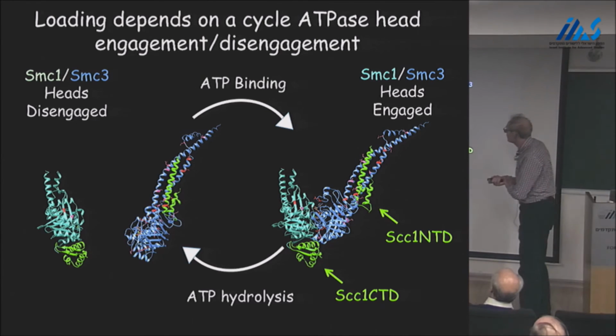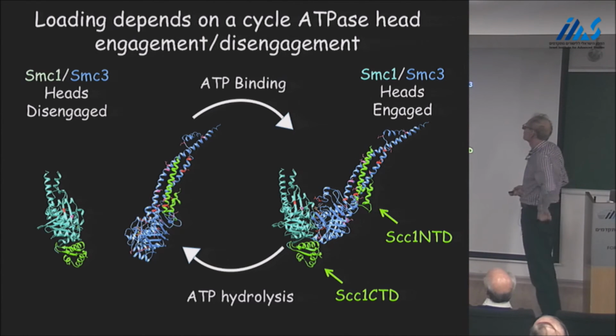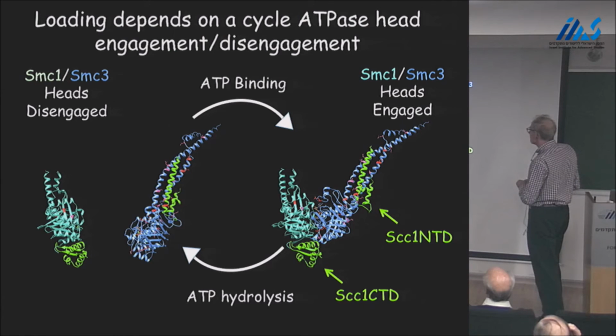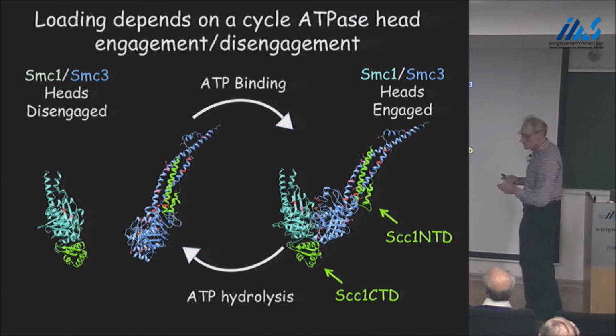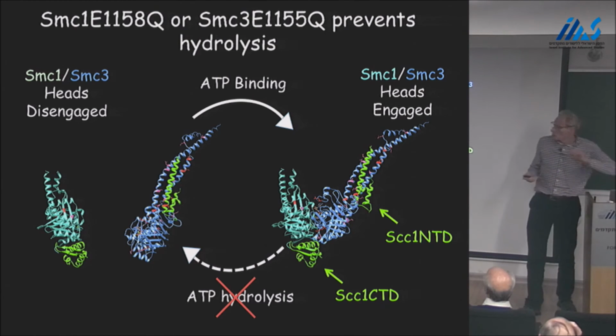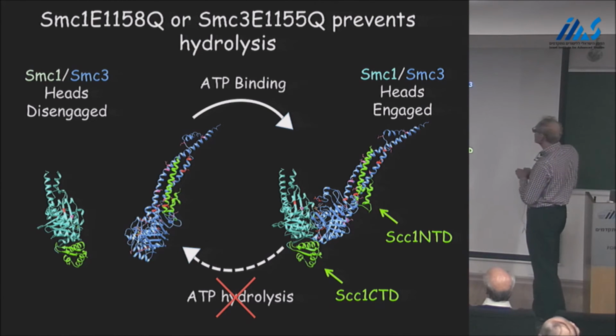So here I think we've been able to answer this question. This is Naomi's work, and we go back to this whole idea that loading depends on this ATPase cycle. So you need ATP to bind, heads to be engaged, and then you need hydrolysis. And there are some very specific mutations, either this mutation in the SMC1 ATPase or the equivalent mutation in the SMC3, which allow the ATP to bind in both cases, but you can't hydrolyze either of the ATPs.